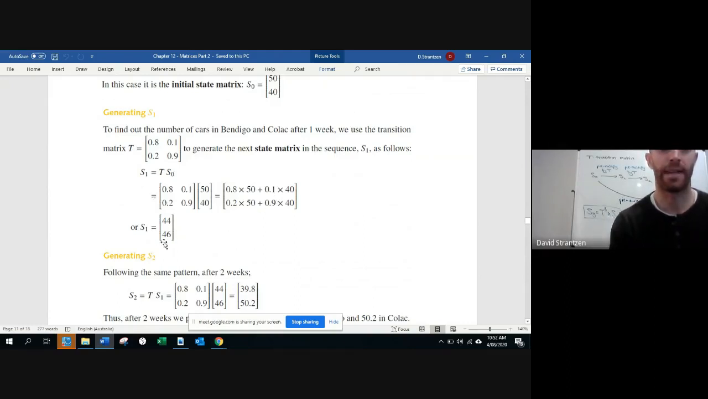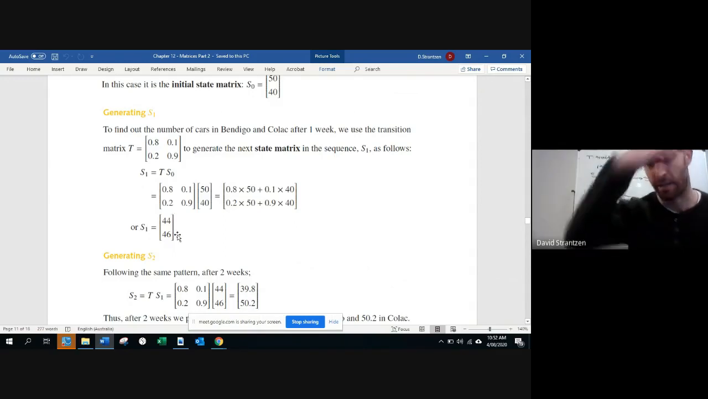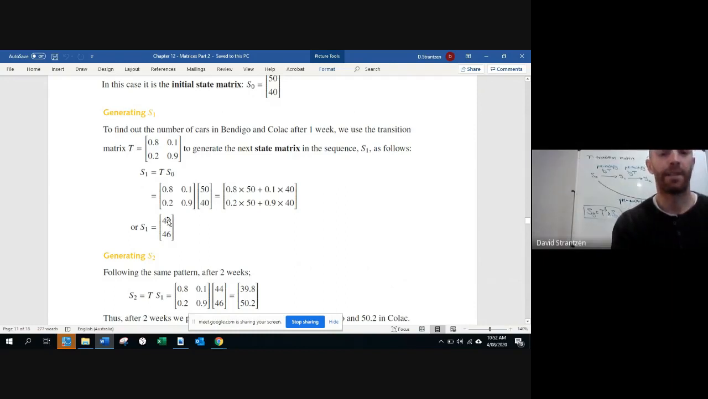Now, this matrix here, we're going to call S1. So this is our state matrix after 1 week. The top number refers to the cars in Bendigo, the bottom number refers to the cars in Colac. Now, one thing to recognize is that these numbers still add up to 90 because all the cars went somewhere.